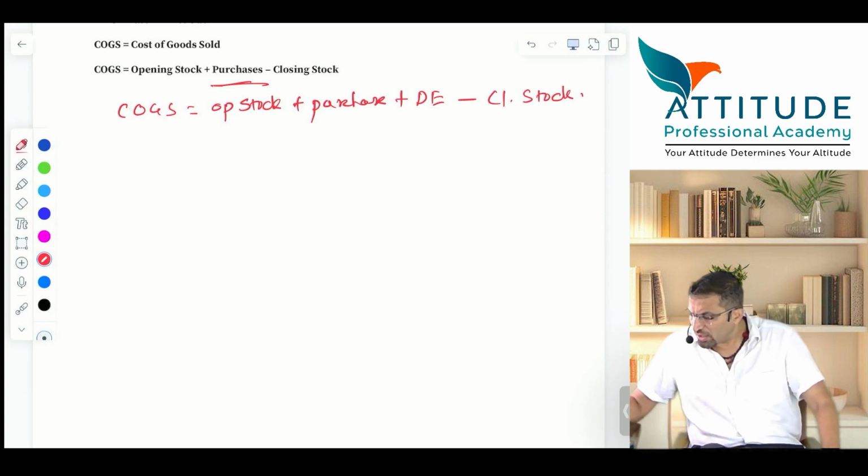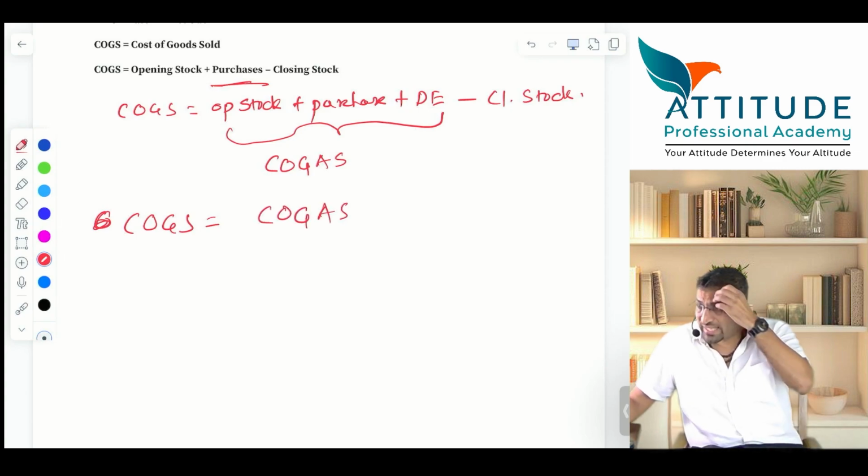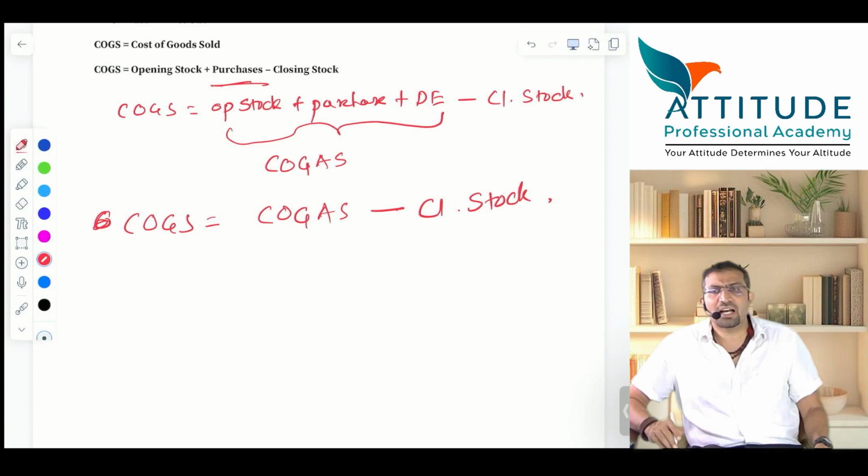Now concentrate here. What is this? Opening stock plus purchases plus direct expenses. This is known as cost of goods available for sale. GAS, its cost. Cost of goods available for sale. So I can give one more formula. Cost of goods sold can also be written as COGS. What is COGS? Cost of goods available for sale minus closing stock. This is one more formula. I hope all of you are able to understand this. Any difficulty? Clear? Please take down this.